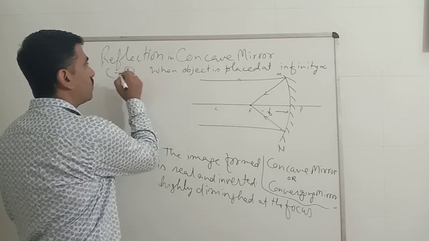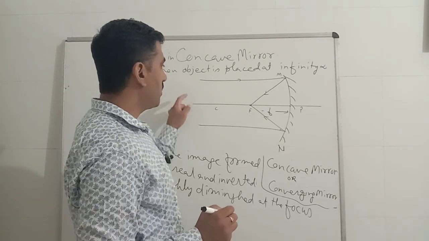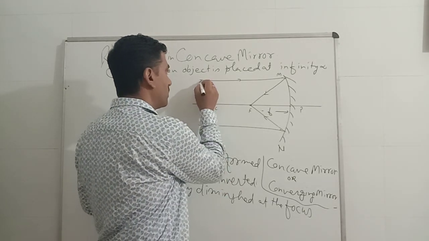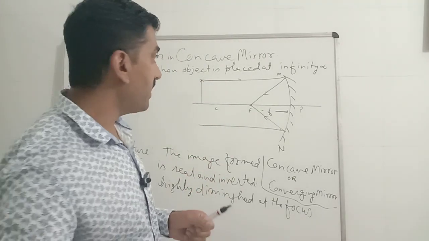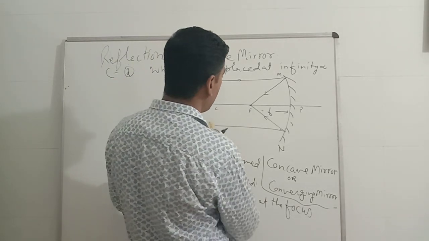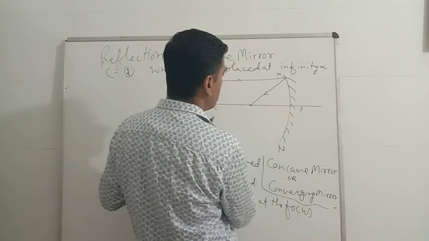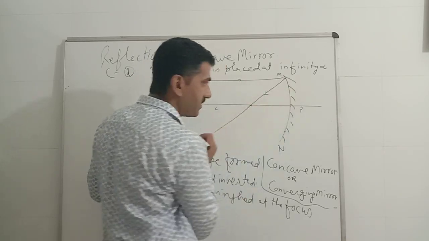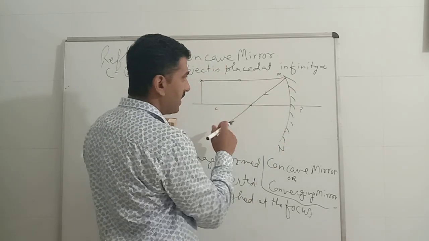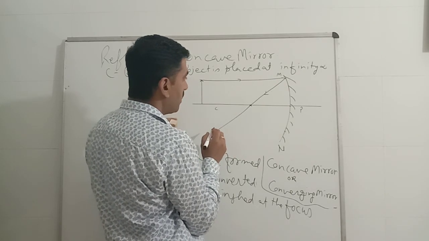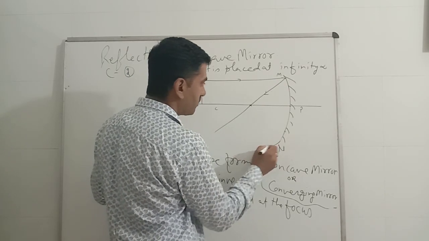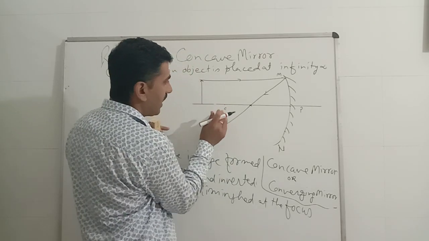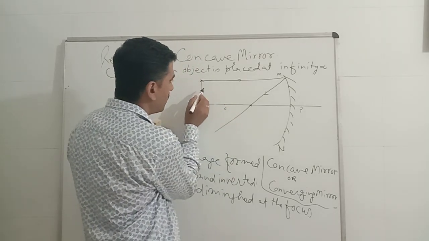Case number 2. When the object is placed between infinity and center of curvature. Suppose here, when the object is placed between C and infinity, where is the image formed? Always make one ray parallel to principal axis. This is your principal axis, and second ray always passes from the center of curvature. So center of curvature is always at approximately double distance from the focus.